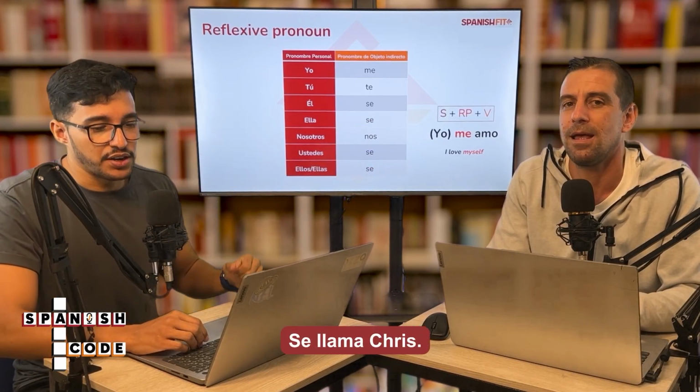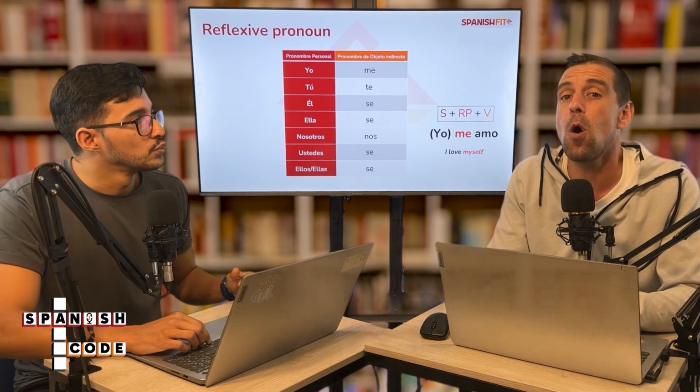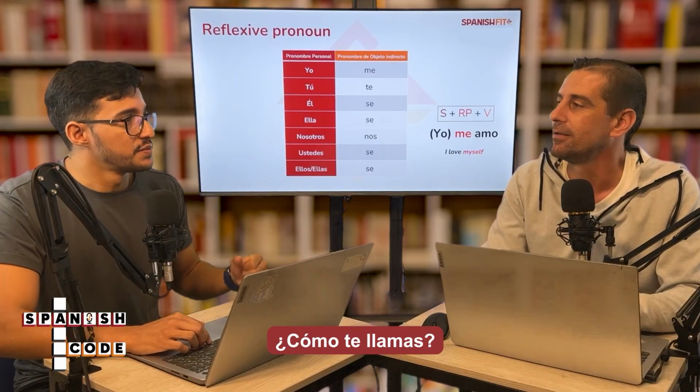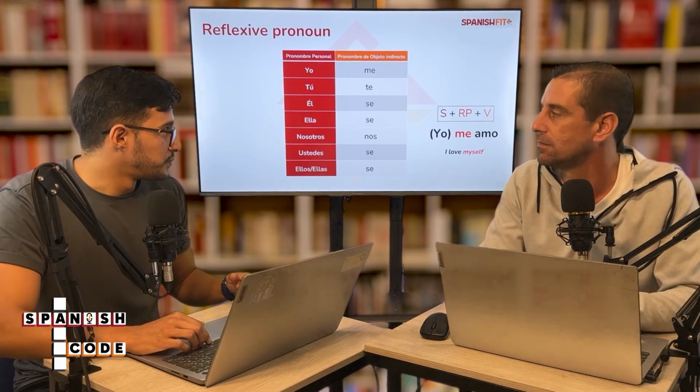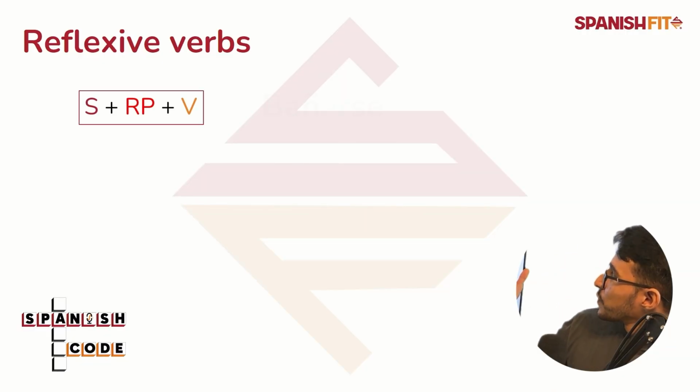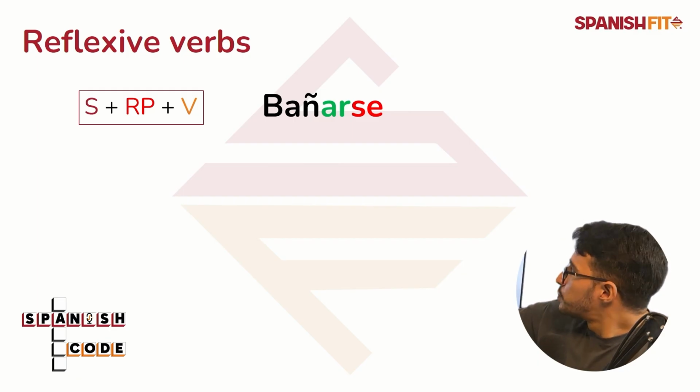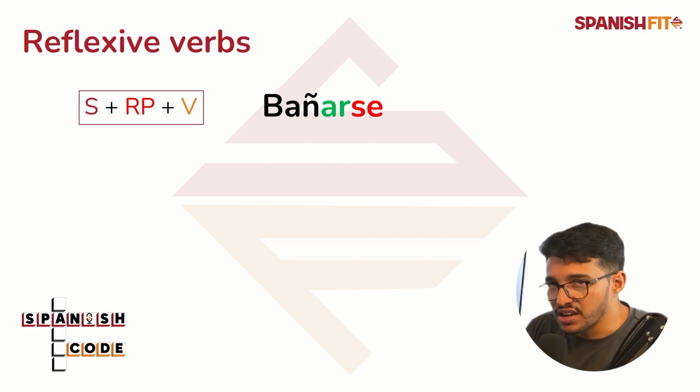And now we're going to see the entire conjugation. And then I ask you, what's your name? ¿Cómo te llamas? Which literally means, what do you call yourself? Exactly. And then we've been speaking about these verbs, and now we can see one word. We're putting color so you can see it clearly. Bañarse, to take a shower, to bathe.